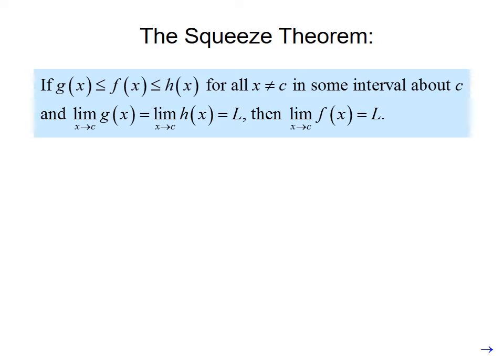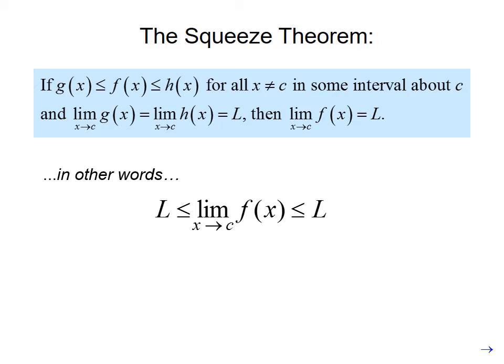So in other words, if g is below f on the graph, and if h is above f on the graph, visualize it. And if g and h then both come to the same value at a certain point, their limits approach the same value, then that means that f has to approach the same limit. So what's on top and what's on bottom are coming to a point, basically, and you're saying that what's in the middle has to come to the same point. Okay? So in other words, if g and h both go to L, that means that f is literally getting squeezed between them and also has to approach L.